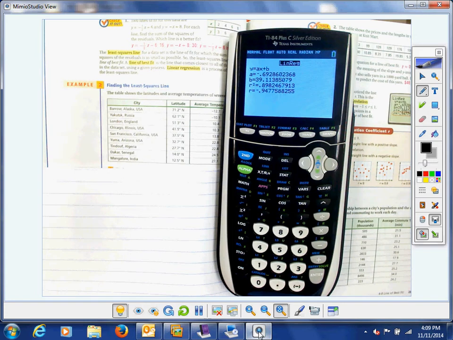If you don't see r squared and you don't see the r, I will show you at the beginning of the next example how to get those to show up in your calculator. So please don't panic. I will help you 100% of the way.